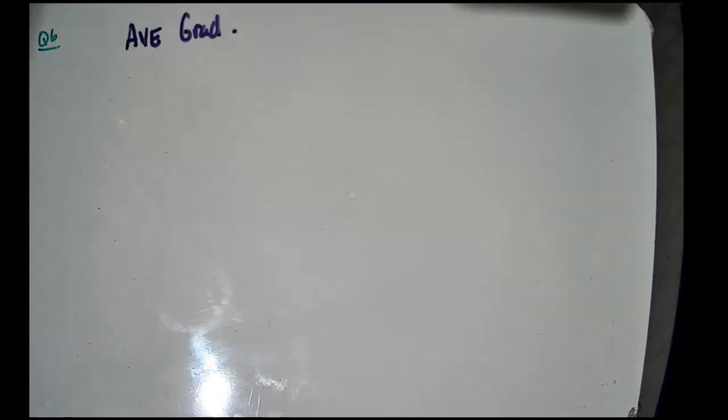Right, the next one is 6.3, average gradients. Now the average gradient is the gradient between 2 points. Okay, so most times here they give you 2 x values. You have to take the x values, substitute them into the equation to find the y values. So g of x is equal to 3x squared plus x. Substitute the 2 x values that were given. In question 6.3, they gave x is equal to minus 1 and x is equal to 1.